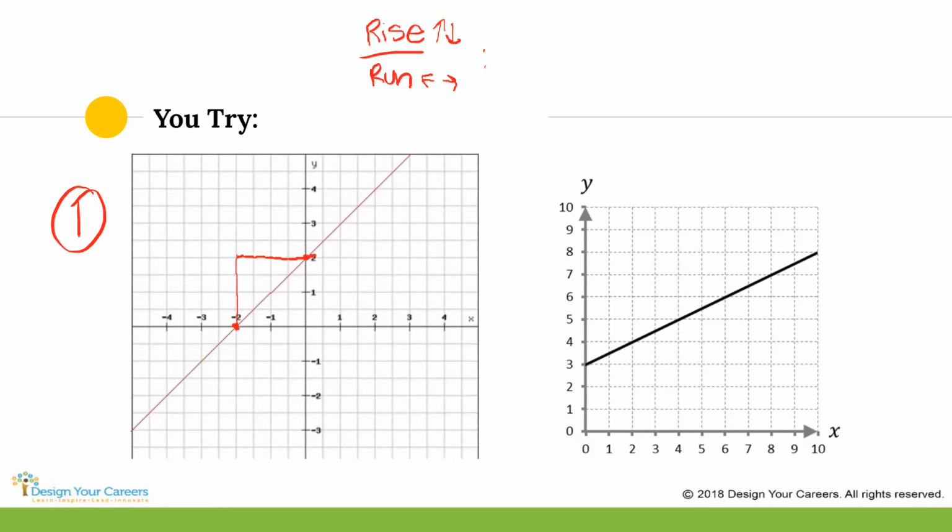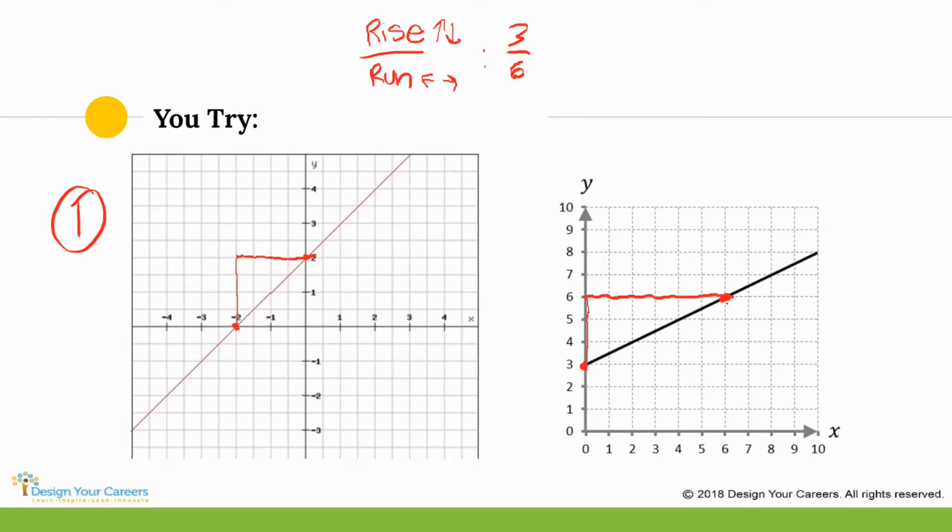For this one, I'm going to pick this point over here and this point over here. There are easier points that you can pick, but I just want to show you guys how this will work no matter what points you pick. All right. So in this case, you are going to rise 1, 2, 3. So we're rising 3, and then you're running 1, 2, 3, 4, 5, 6.